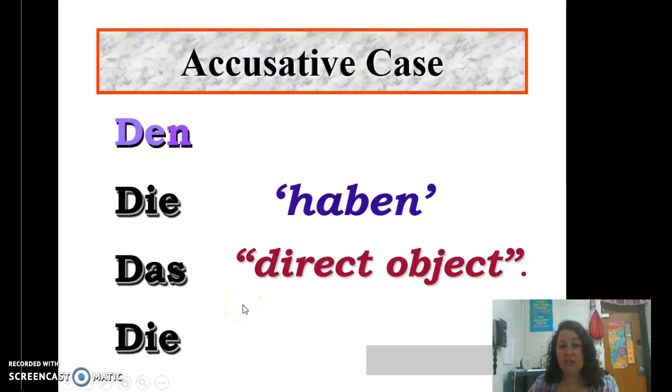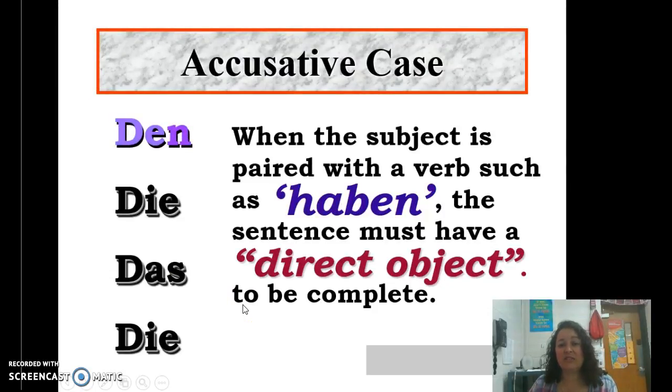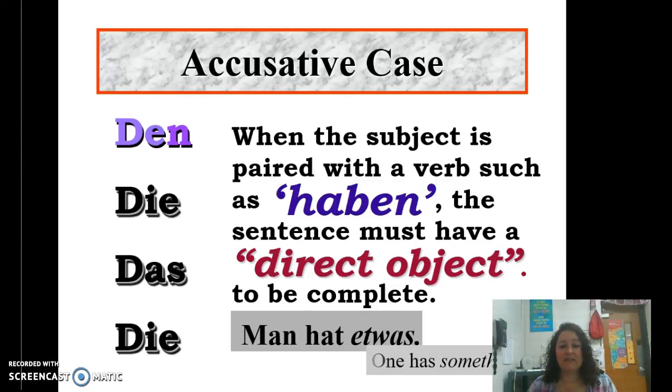So you've got your masculine, feminine, neutral, and plural words. However, if you're going to use the accusative case, that is when the subject is paired with a verb like haben, you almost have to have a direct object. Because you wouldn't say, I have. What do you have? I have the cat. I have the dog. I have the pencil. You're going to have a direct object for it to be complete. Notice that if you're using this direct object or accusative case, you're going to have den instead of der.